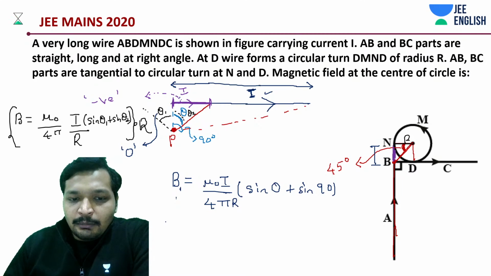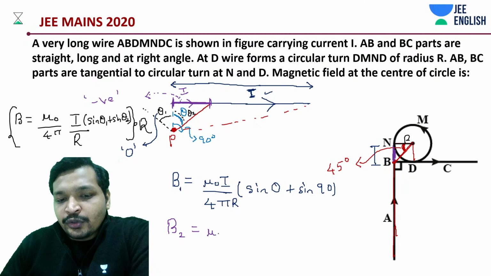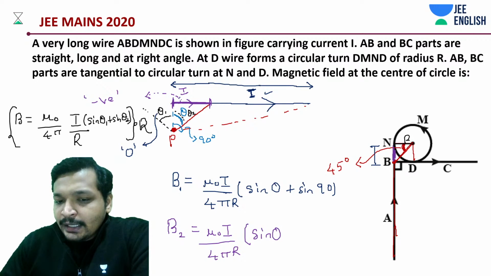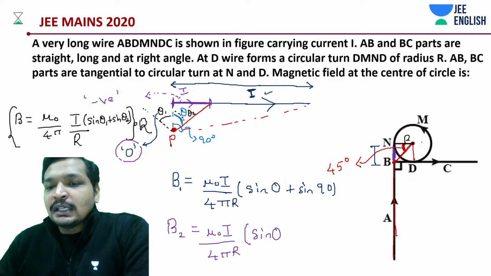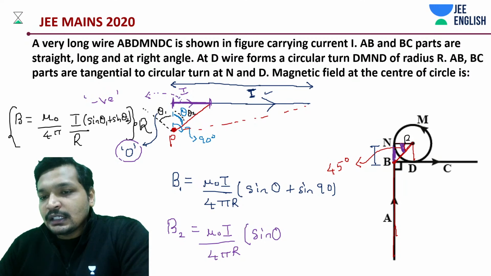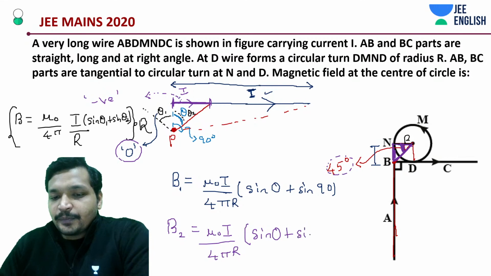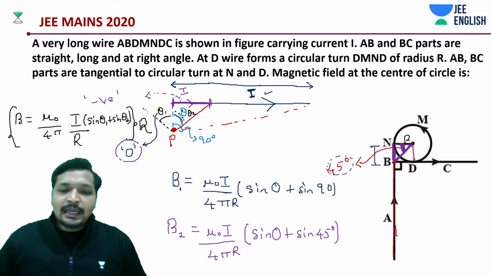What about B2? B2 is what? Next time you see it, you should be able to do it directly. You need to use that negative sign. I'll come to that point as well. It is mu naught by 4 pi r into sine 0 again, right? It's again sine 0. Here also it is 0 only, theta 1. Theta 2 is how much? It's 45 degrees, right? Think about this wire: the first angle is 0, but the second angle is 45 degrees. Easy, simple. Calculate them both.